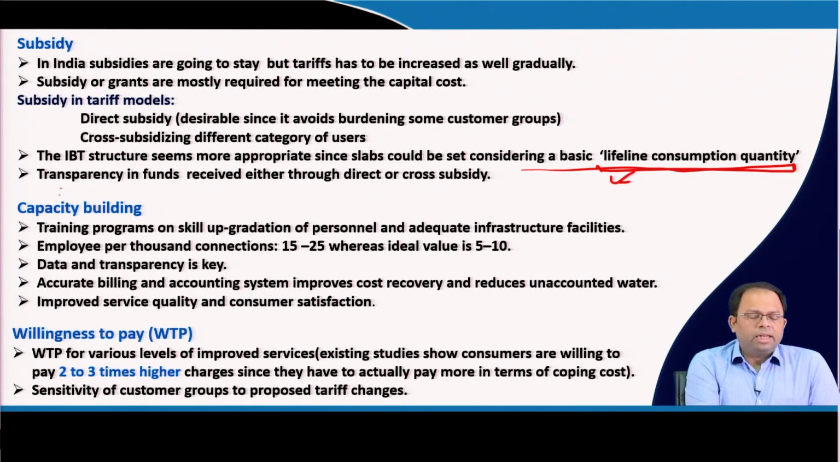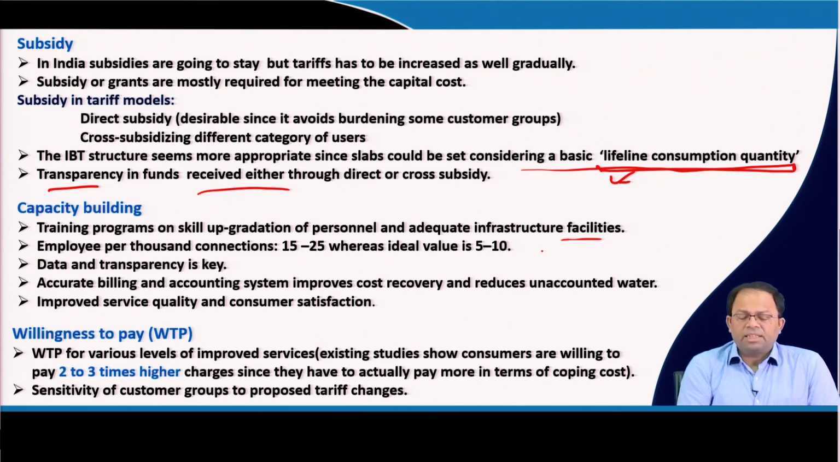Then when we talk about subsidy, we also have to be very transparent about exactly how much fund is being received, either through direct or cross subsidy, and where we are utilizing it, right? So this transparency is also key when we talk about subsidy. Then another thing that plays a role is the capacity building of that particular utility service provider. Training programs on skill upgradation of personnel and adequate infrastructure facilities actually reduce cost.